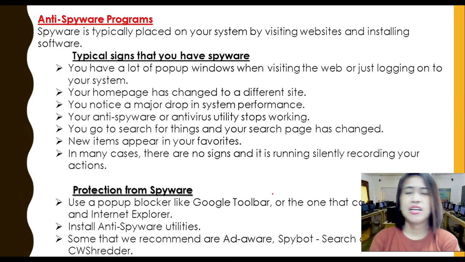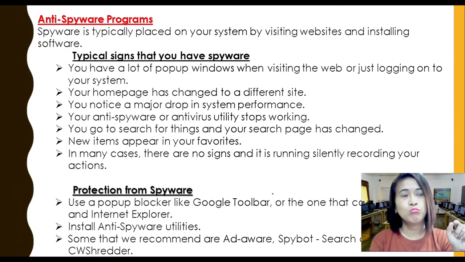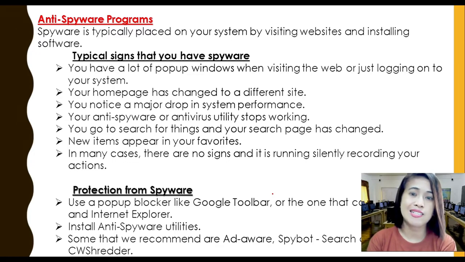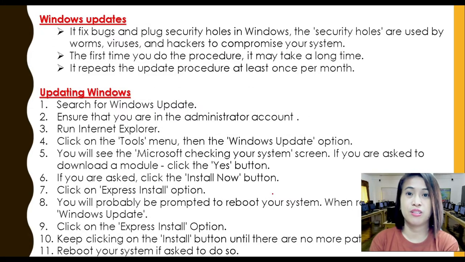Anti-spyware program. Typical signs that you have spyware are a lot of pop-up windows. Whenever you open Google Chrome, you haven't opened any social networking site, but different pop-up messages appear in your Google Chrome. What you need to do is go to the settings, click pop-up or notification, then block that URL. Protection from spyware: use a pop-up blocker like Google Toolbar, or you can go to your Google settings. Install anti-spyware utilities. Some that we recommend are AdAware, SpyBot Search and Destroy, and CWShredder.